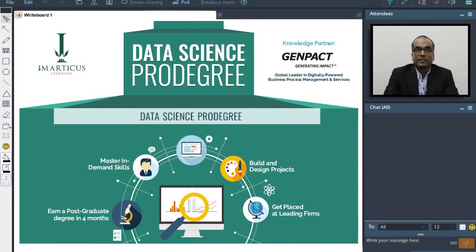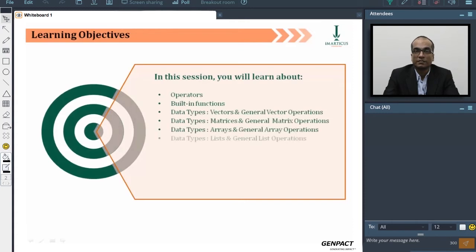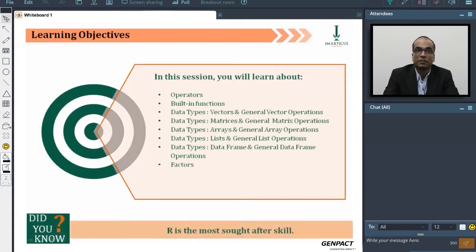We'll be talking about basic operations in R now. The learning objective in this session is about understanding operators within R, some basic built-in functions, data types, including vectors and general vector operations, matrices, general matrix operations, arrays, lists, and data frames, and the basic general data frames also. Also, we will be touching upon factors as an aspect. So that would be the learning objective of this whole session, right?